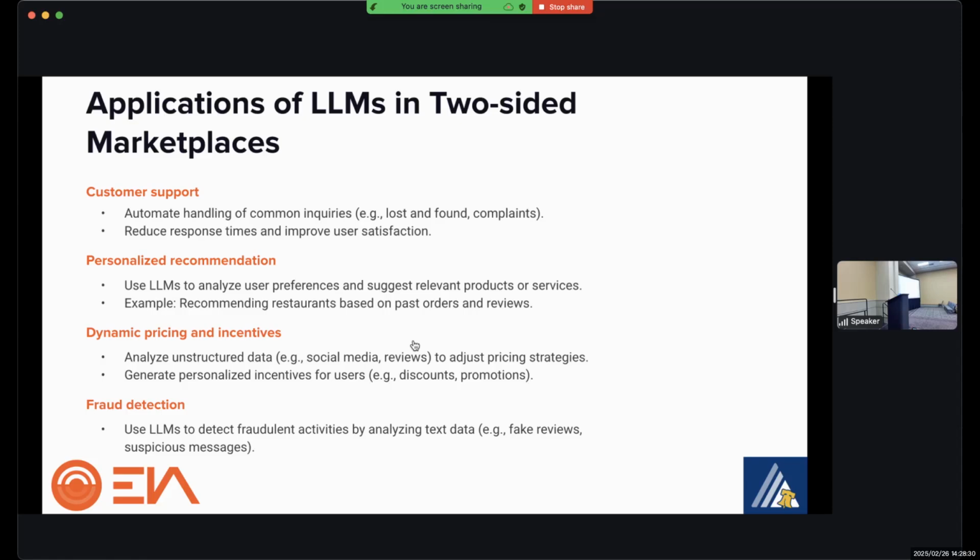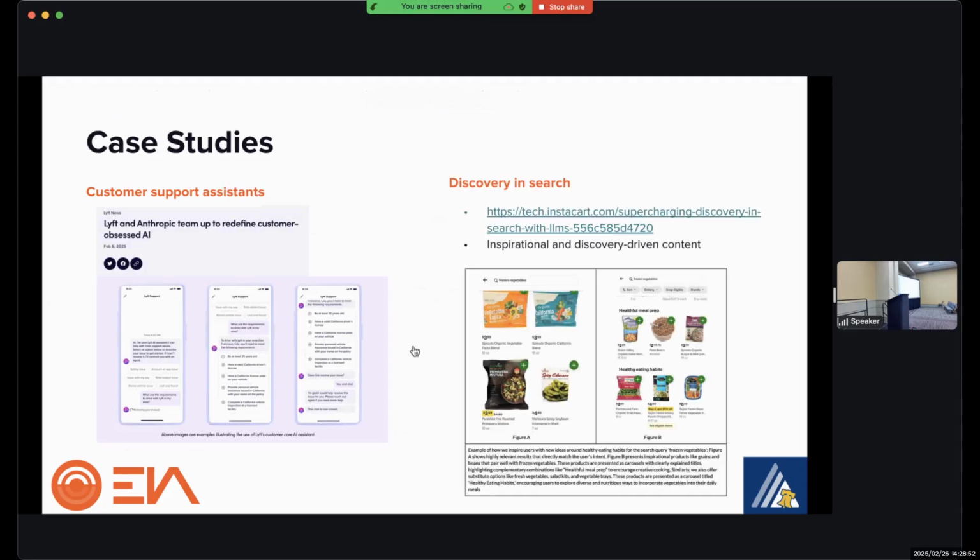And lastly, fraud detection, right? We can use LLM to detect fraudulent activities by analyzing logs of user activities on the platform, and also analyzing text data or suspicious messages. So here are two specific examples with different types of two-sided marketplaces.